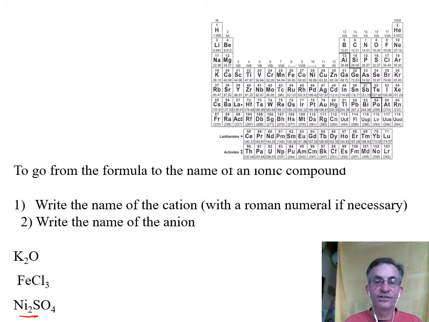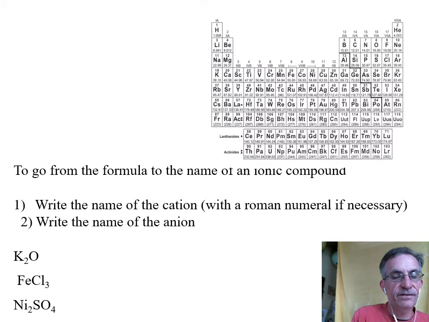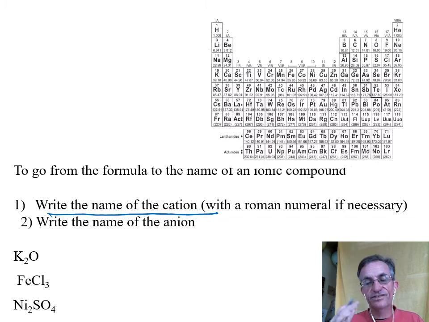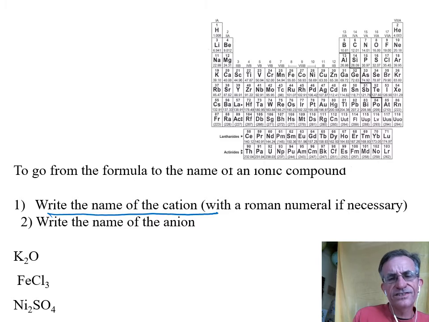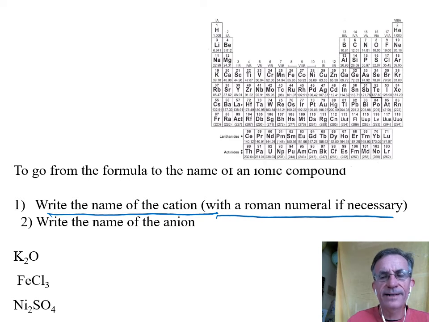Well, the first thing you do is you write the name of the cation. You write the name of the cation. That's going to be the first thing you see, right? Now, that's typically the metal. The metal will be the first thing in the formula, so you just write the name of that thing. Now, where it gets a little tricky is once in a while you need a Roman numeral, so we might see a Roman numeral, all right? We'll talk about when you use a Roman numeral in just a minute.